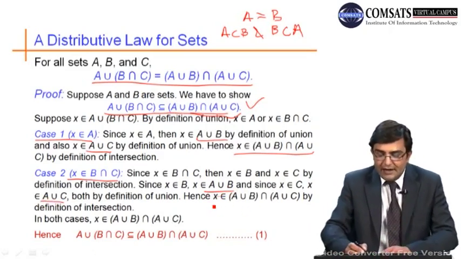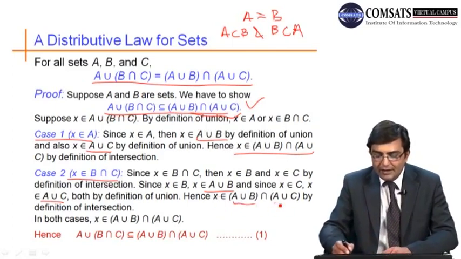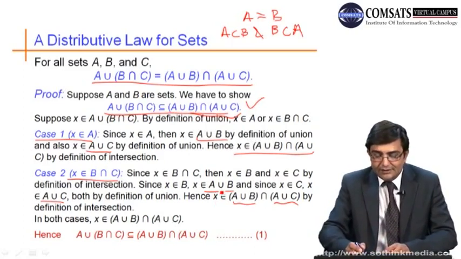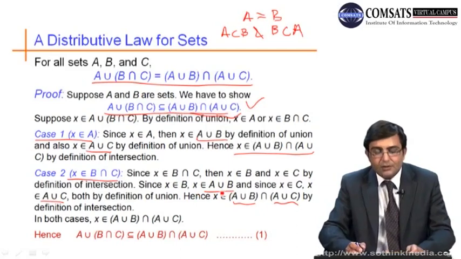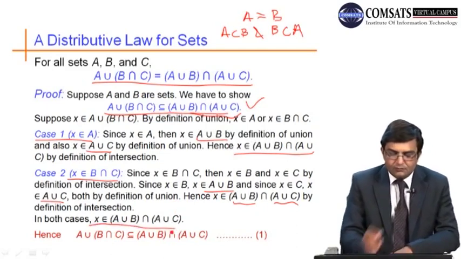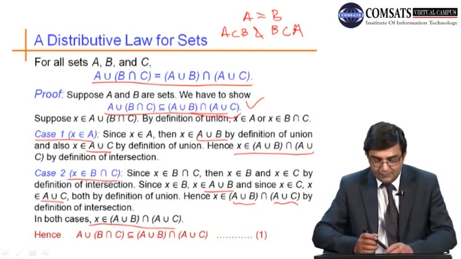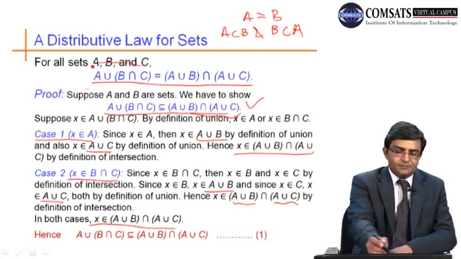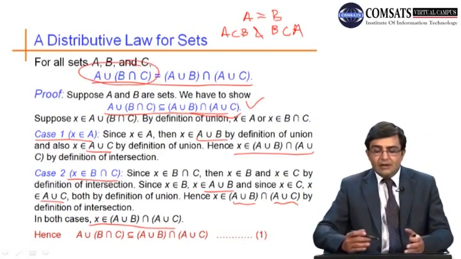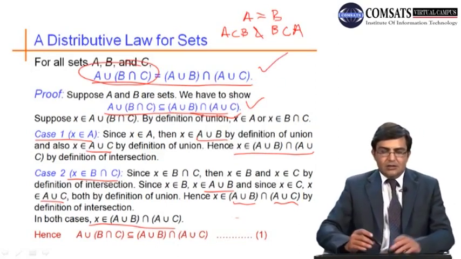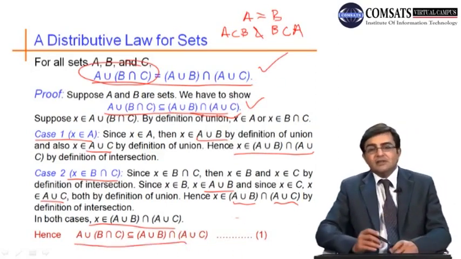So therefore we can say that X belongs to A union B intersection A union C, because here we have said that X belongs to A union B and X belongs to A union C. So therefore in both cases we can say that X belongs to A union B intersection A union C. So we have taken an arbitrary element of the left hand side. It is arbitrary, I have told you that it could be any element. So any element of A union B intersection C belongs to this set. This means that this set is a subset of this set.